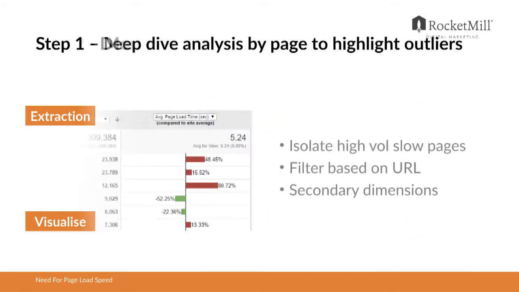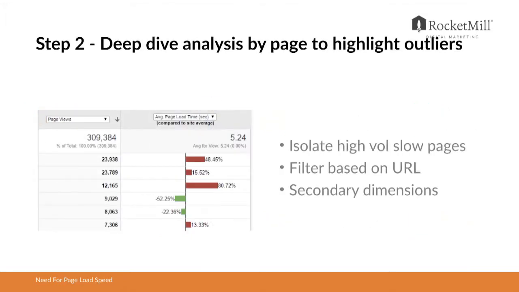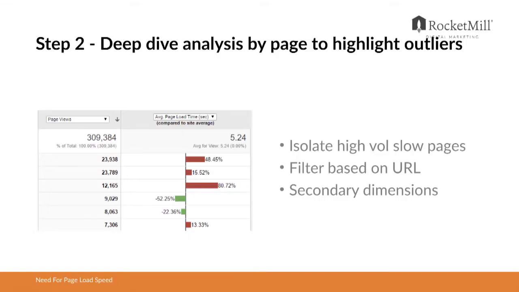So once you've got your KPI reporting in place and you're monitoring page load speed at a top level, step number 2 is to do a deep dive analysis by page to highlight outliers. What I'd recommend here is looking at page load speed on a page-by-page basis. Use the filters and secondary dimensions in Google Analytics to highlight and isolate pages with a high number of page views, but slow loading times. They're the pages with your biggest opportunity, and they're the ones that you should be focusing on first.